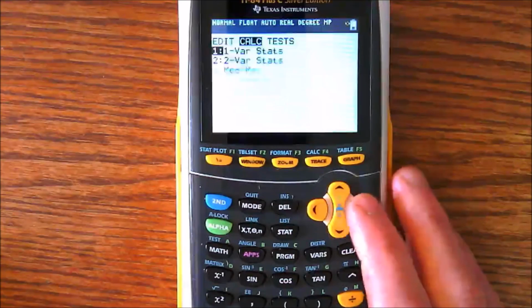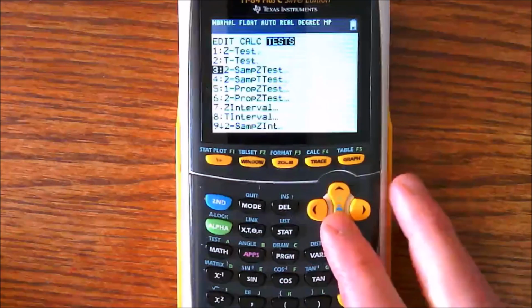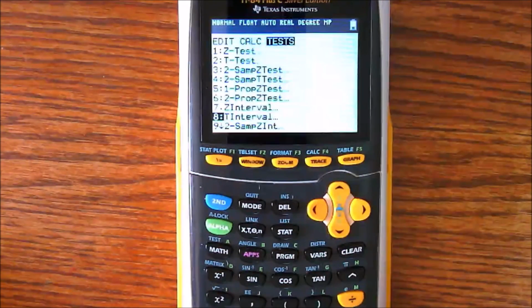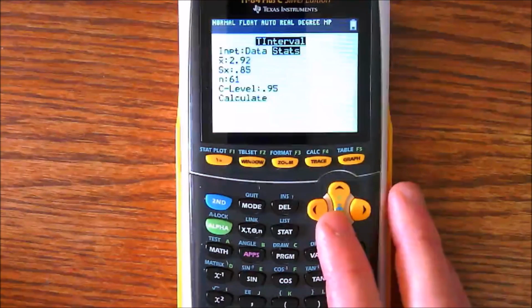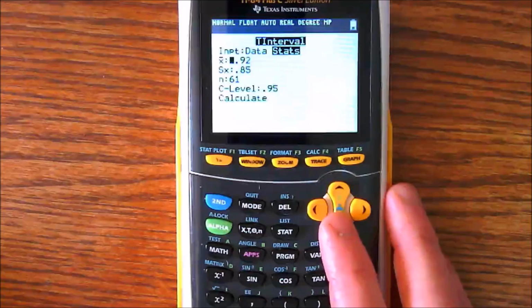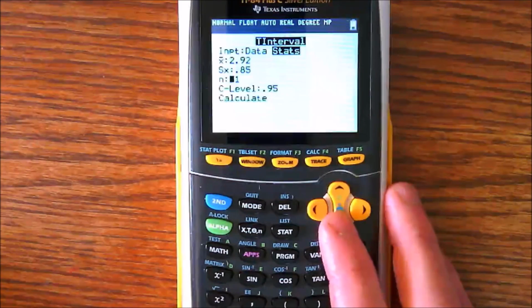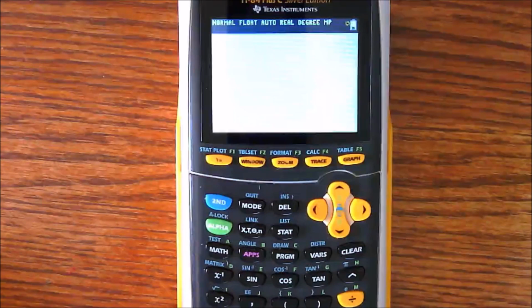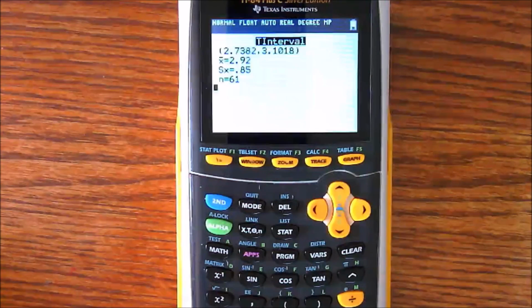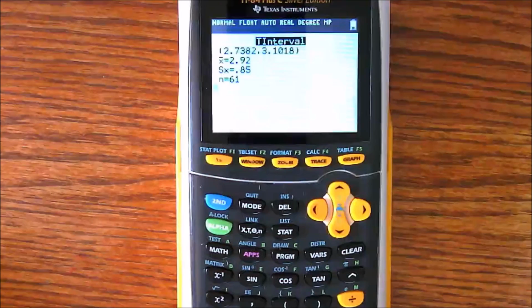To do the 90, now this one was a 90% confidence interval, so t-interval for this one. We got 2.92, 0.85, 61, and this time 0.90. And it's going to come up with our confidence interval.